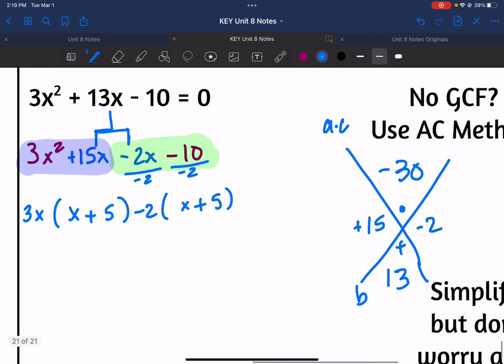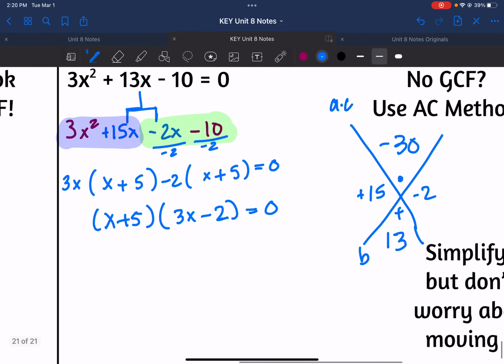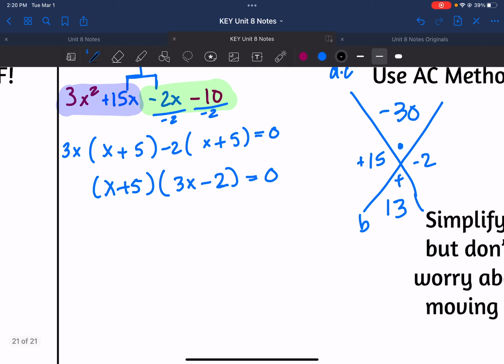All right, equal to 0. Okay, cool. So now that I have these two parentheses matching, they become 1. So we have x plus 5 becomes 1 factor. Another factor is 3x minus 2, equals 0. All right, and the same rules apply. Once we have these two separate parentheses, we want to separate them into their own equation. So we have x plus 5 equal to 0, and we have 3x minus 2 equal to 0.